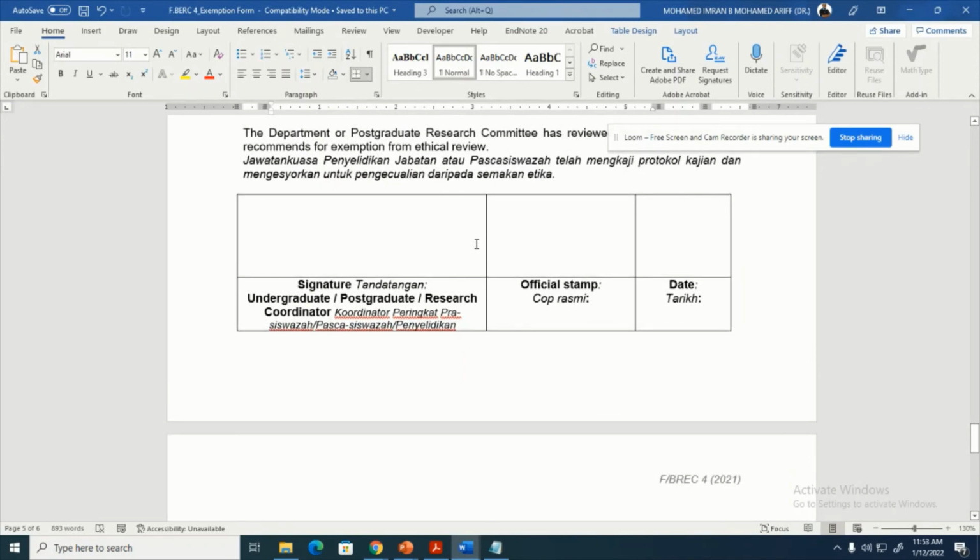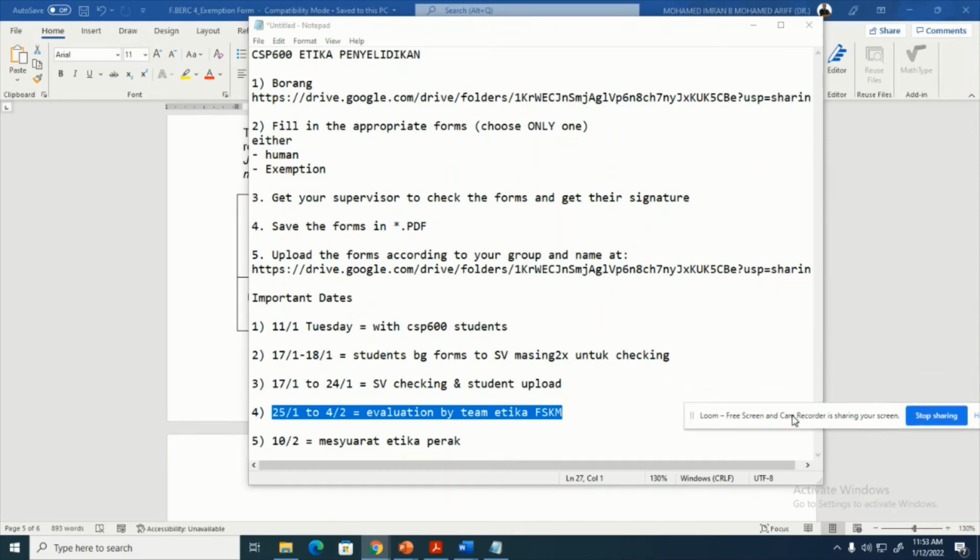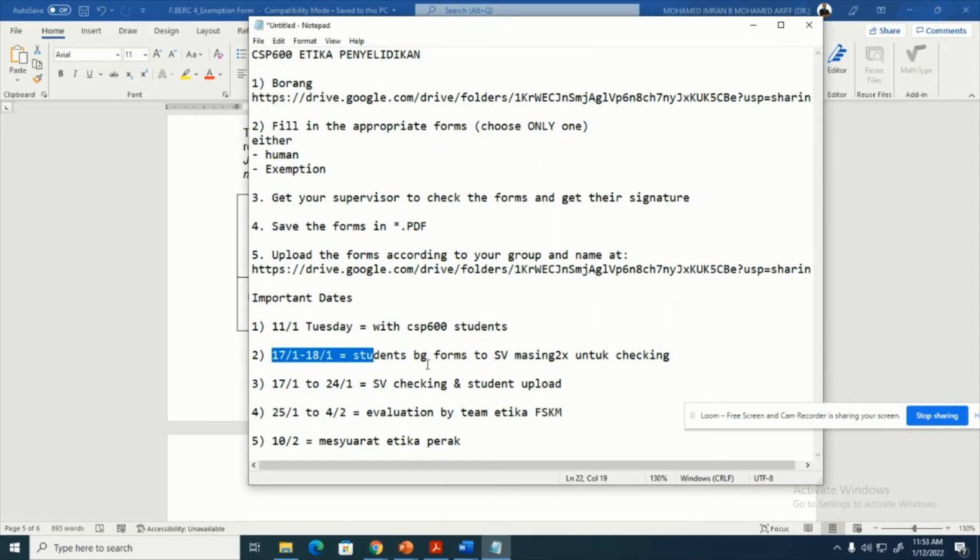All right. So those are the 4 forms that need to be filled up by students this semester. So what is the timeline? Students were informed yesterday, 11th of January, and then students will give you back the forms. Students give the forms to supervisors for checking next week between 17 to 18, and then you have about a week to check back and forth. That's why I just gave a 1 week period.